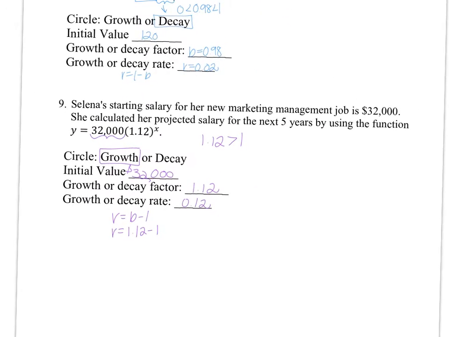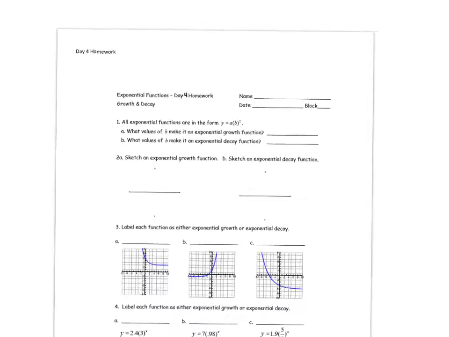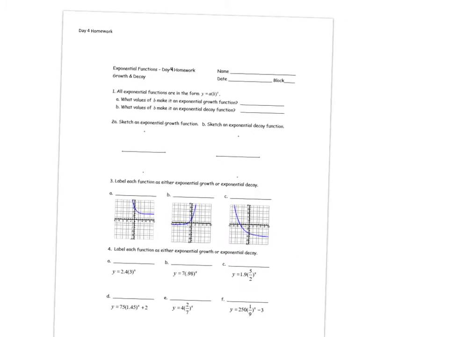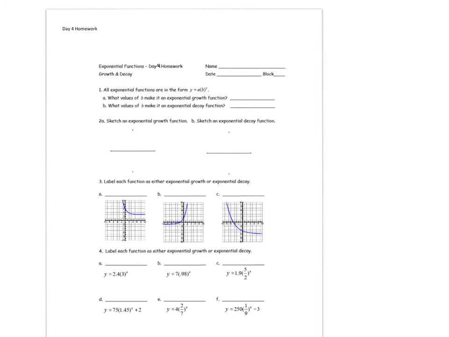So, your homework for tonight is going to be page number 20, as well as page number 21, and lastly, page number 22. But really, we just want you to look at the growth. Is it growth or decay? What the factor is, what the rate is, and what the initial value is.